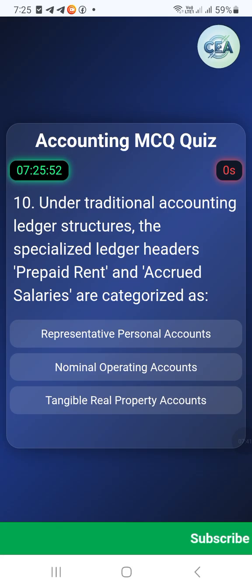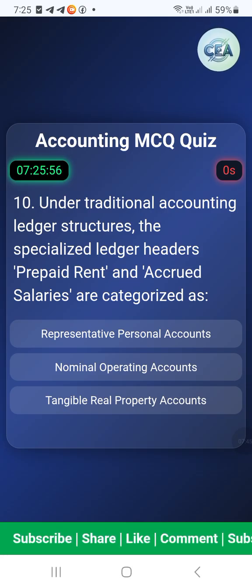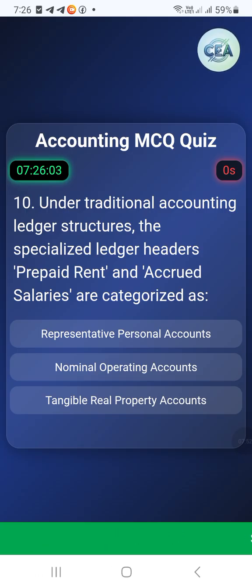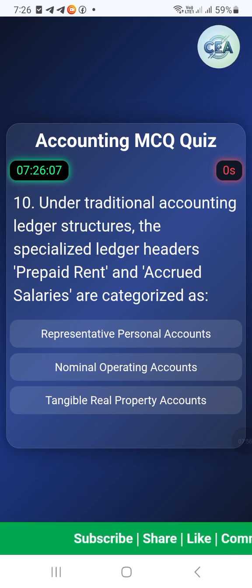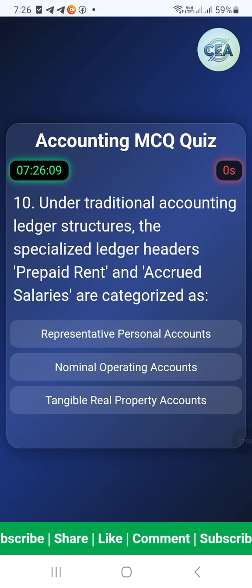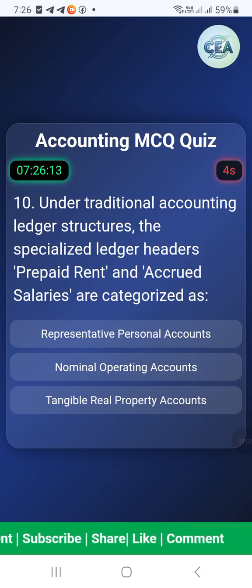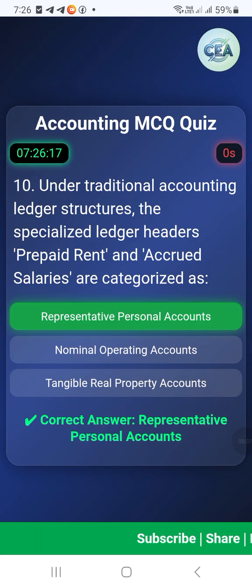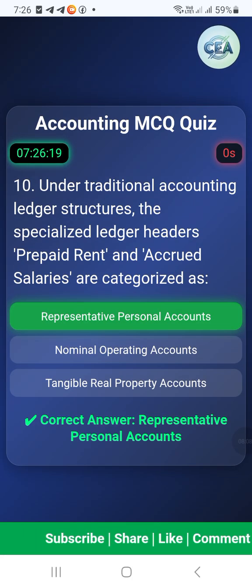10. Under traditional accounting ledger structures, the specialized ledger headers, prepaid rent, and accrued salaries are categorized as: Option 1. Representative personal accounts. Option 2. Nominal operating accounts. Option 3. Tangible real property accounts. Correct answer is representative personal accounts.